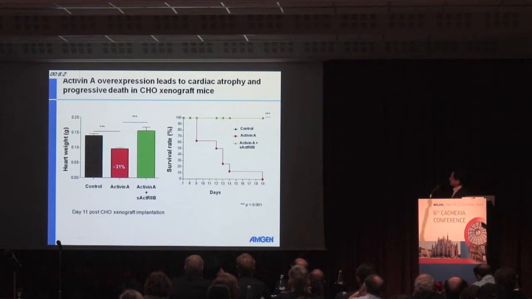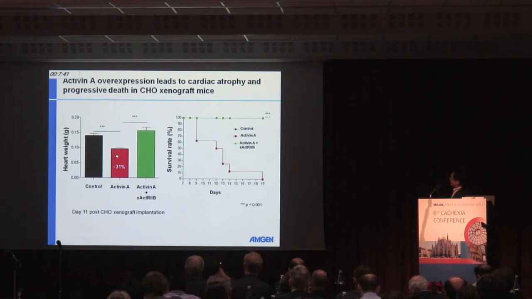And here is exactly what we tried to do. We took a reductionist approach by grafting activin-transfected CHO cells into nude mice. So it's a special tumor, but a simple one, involving a simple vector expressing activin. With activin overexpression, we saw the heart getting smaller by 30%. This was assayed 11 days post-implantation of the tumor.